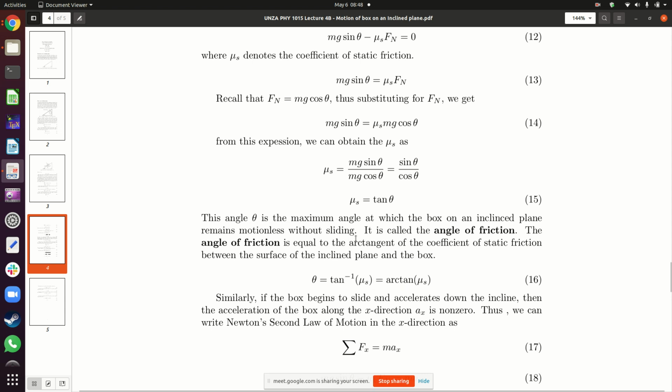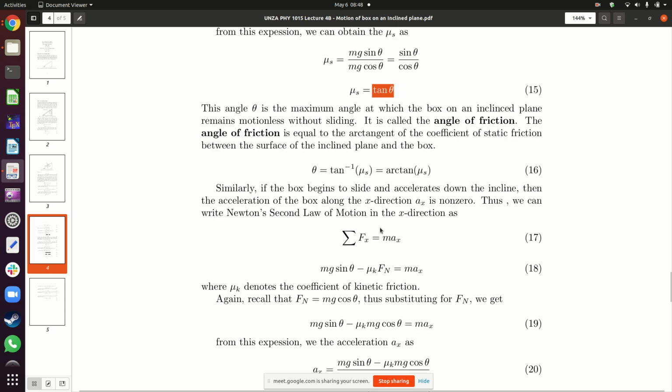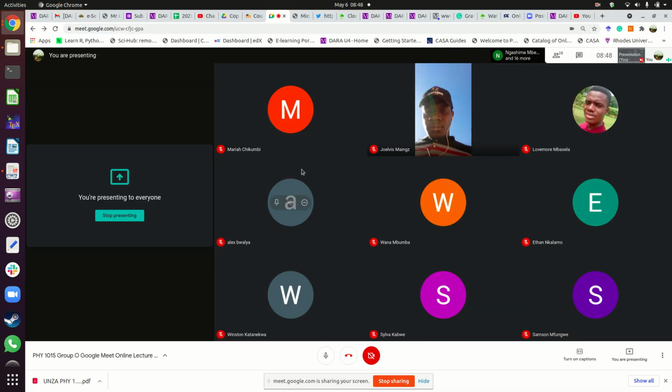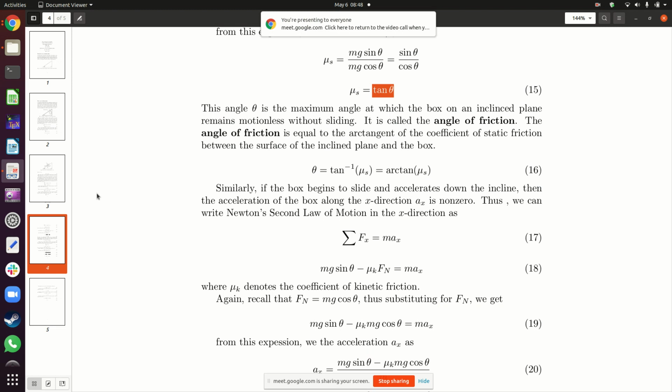Are we clear on what happens if the box decides not to move? If the box decides not to move, then the x component of the weight, the component of the weight pulling the box downwards, will be equal to the static friction force. And from that, you can find that the coefficient of static friction is equal to the tangent of the incline.